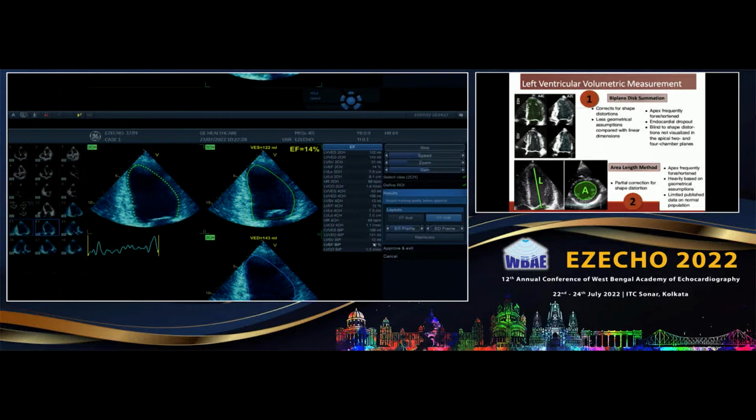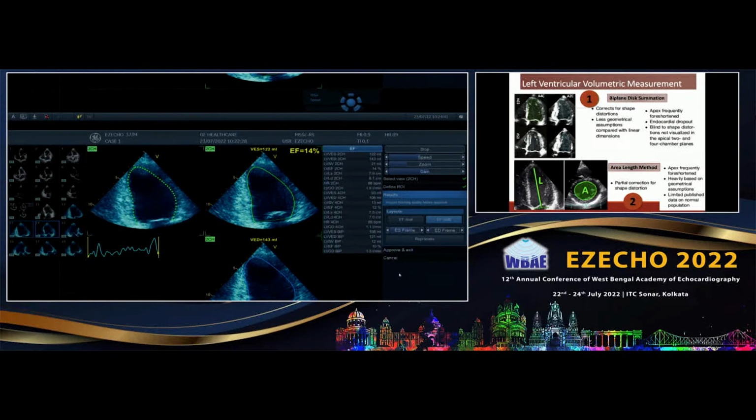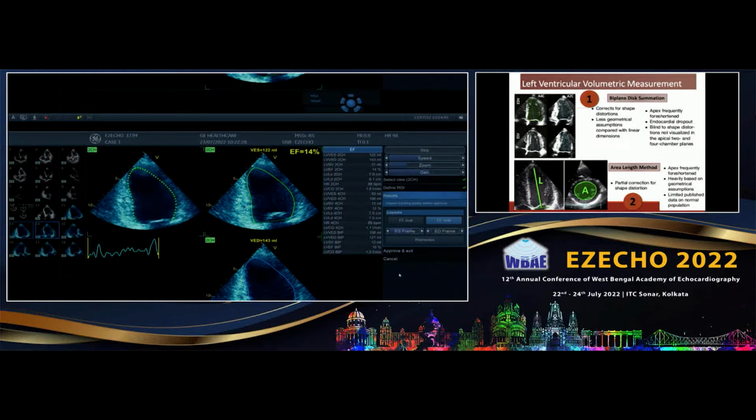Secondly, always see that you are not foreshortening the apex. And how do you know that you are not foreshortening the apex? Generally, the apex, when you don't have an aneurysm, will be triangular. The moment you see an apex which is concave, you know that you are paraxial, because the apex has to be very, very triangular with a small angle.